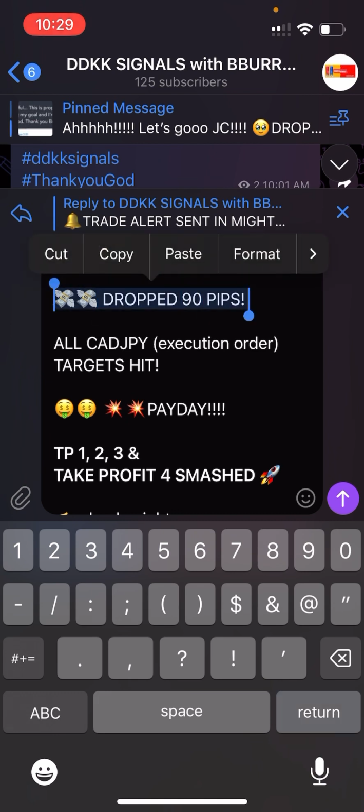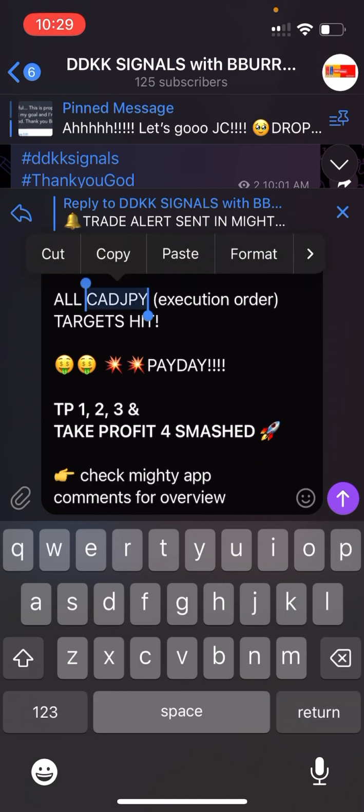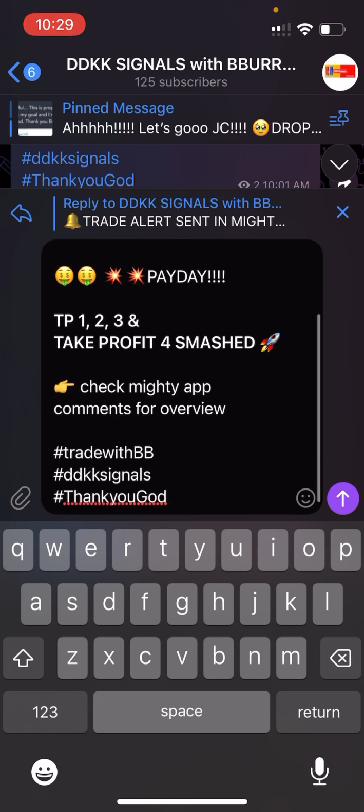So I'm going to move this because it isn't past 40 pips yet. That's my little celebration. 42.